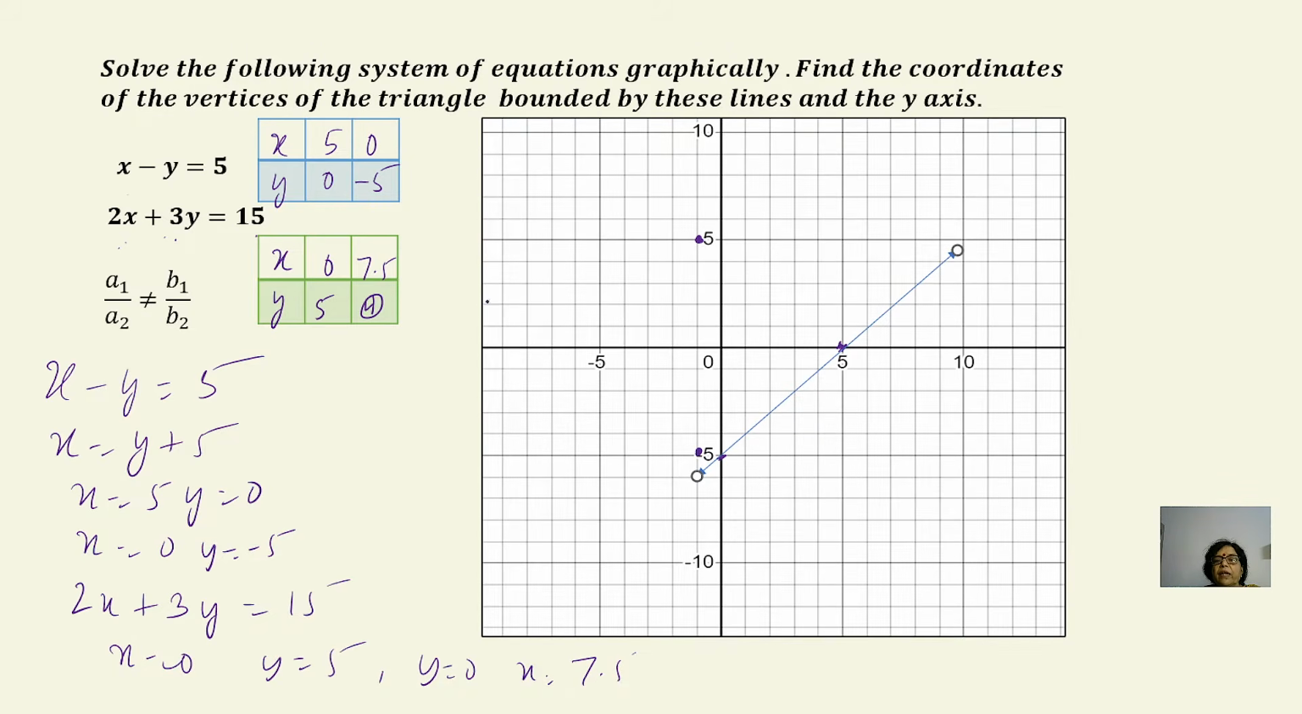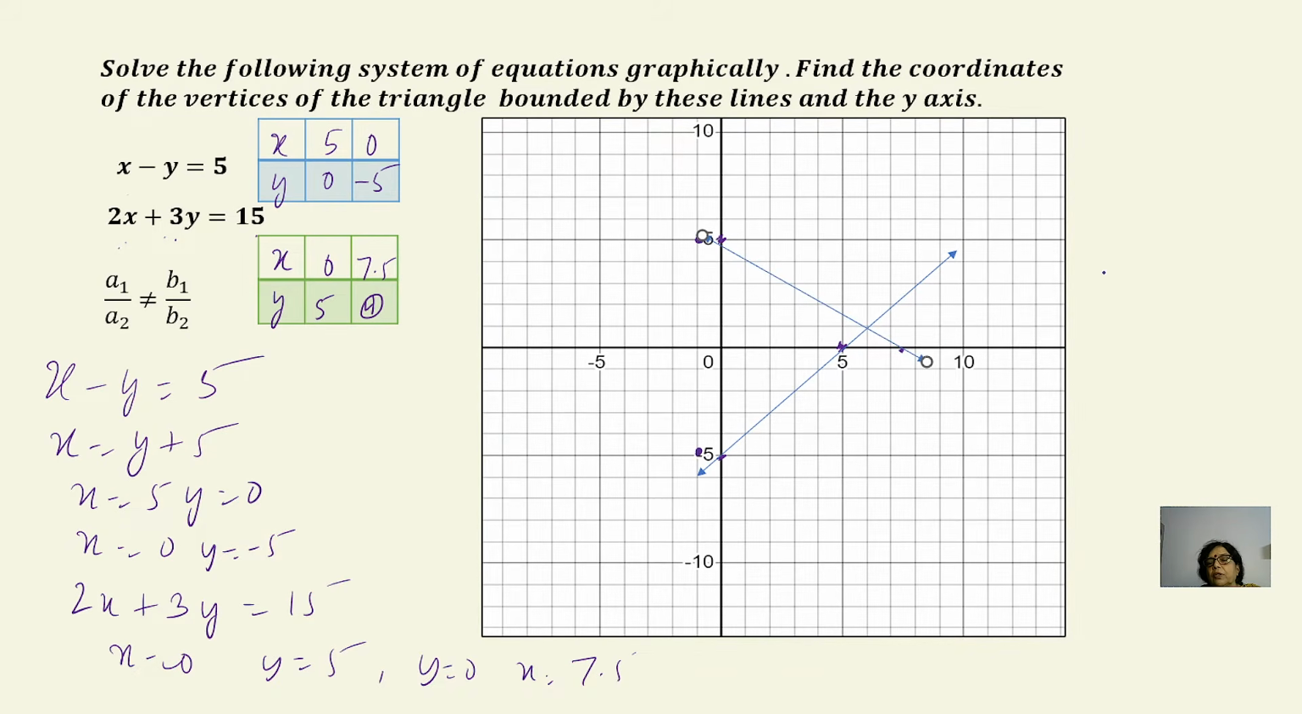For the second one, we have 0, 5. 0, 5 will come over here. And 7.5, 0. Here I've taken one division as 1 unit. So 7.5 will come over here. So these 2 points have to be joined now. To join these 2 points, we have this graph line passing through this and this point over here.